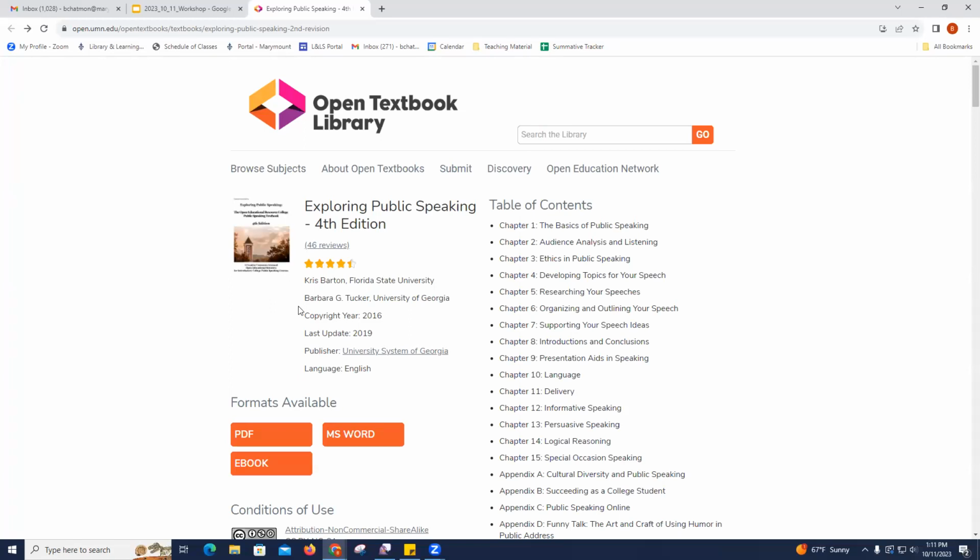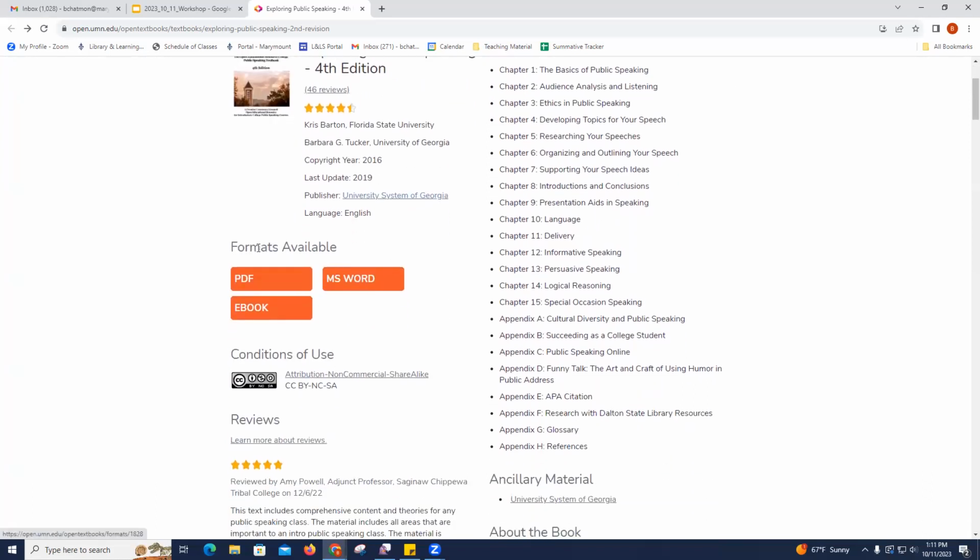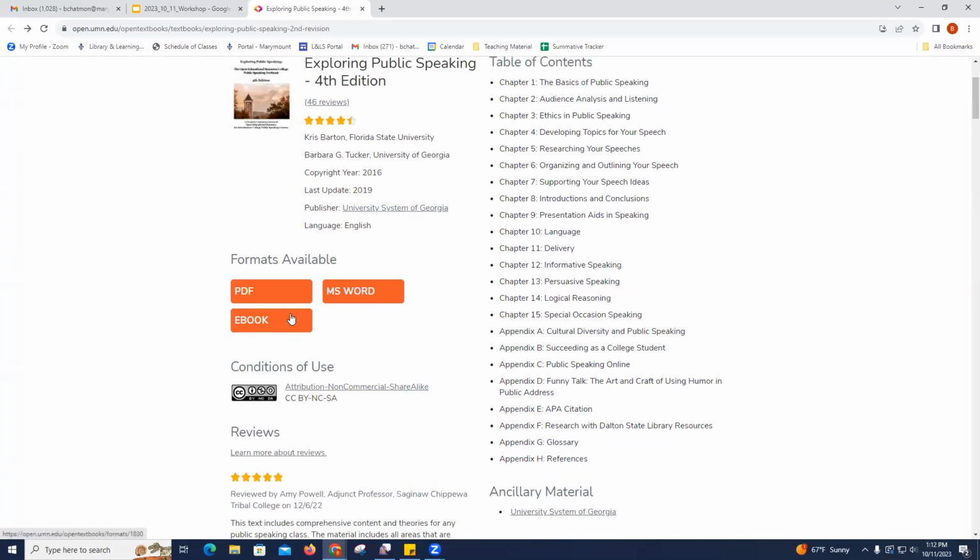So we see here who wrote this book, and also the university or institutions that they are backed by, and where it was published at, the copyright year, and the last time it was updated, which I think is really important, that last time that it's updated. So has there been any changes to it? Also, if you scroll down, you see the formats available. So we have it in PDF, an MS Word, or ebook. So there are several platforms that you are able to access this textbook.